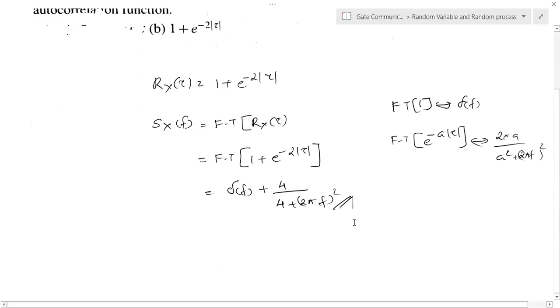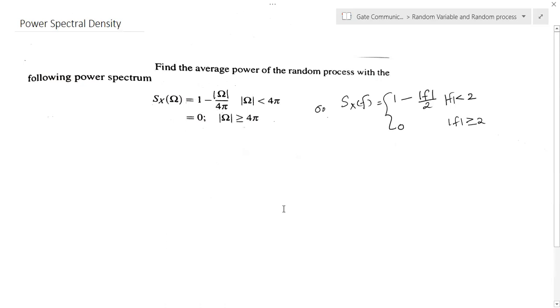Now we can approach the next question. In this particular question, it is given: find the average power of the random process with the following power spectrum. It is given in two terms, either in omega or in f. If it is given in omega, you can convert it into f by simply replacing this omega, which is represented as 2 pi f.